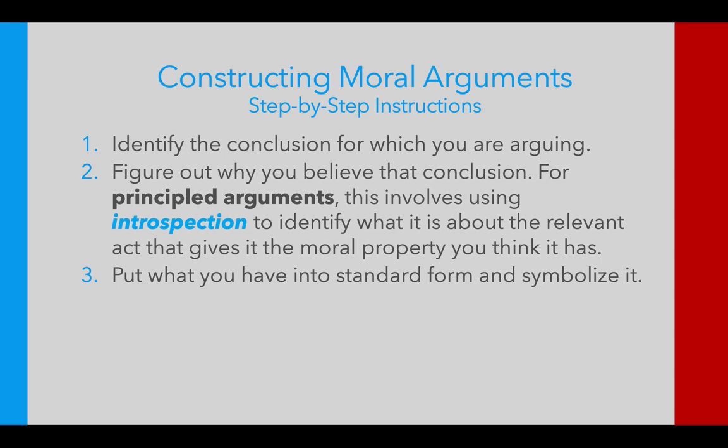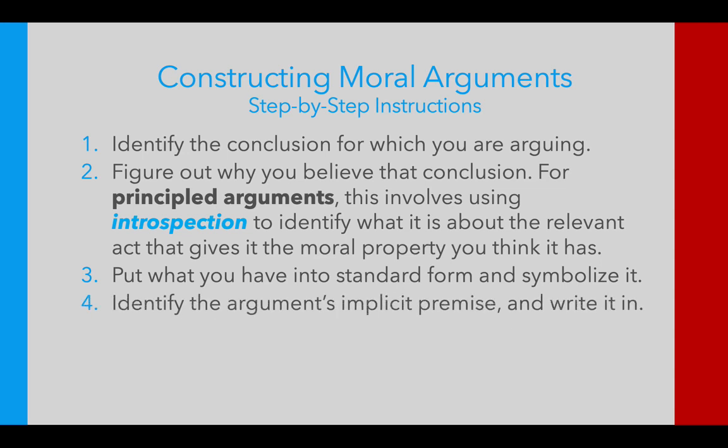So we take what we've got, we put it into standard form, and we symbolize it. And then we can figure out what the implicit premise is by looking at the structure of a principled argument, right? It needs to have the AE, EM, therefore AM structure. And so if we have two premises, we can figure out what's missing and write that thing in.